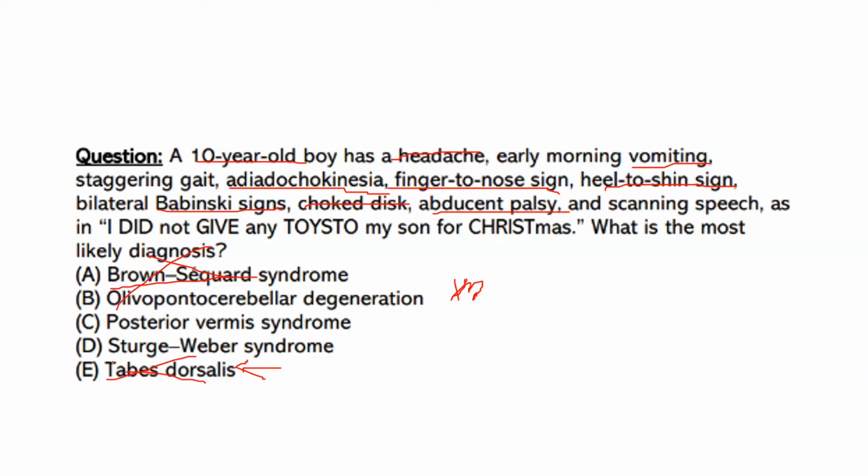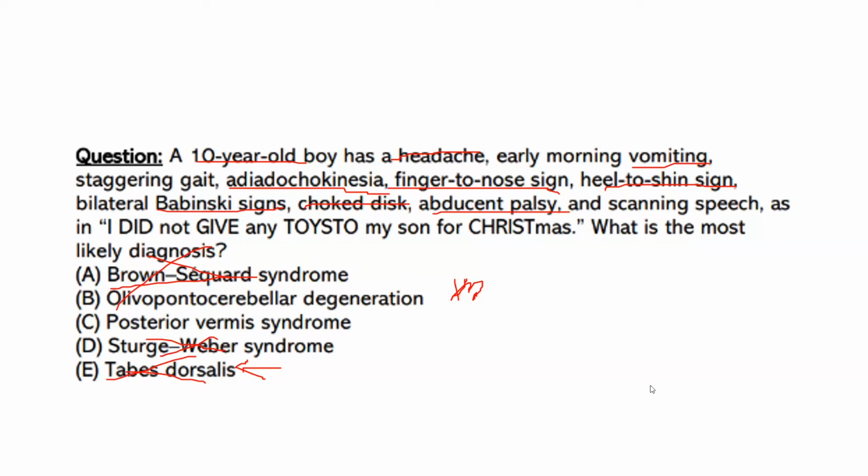Sturge-Weber syndrome is neurocutaneous, so you'd expect it to affect the skin, and it should have an AV malformation in the telencephalon, which we don't see here. That leaves B and C. Olivopontocerebellar degeneration is an autosomal inherited syndrome with gait ataxia, dysarthria, intention tremors and Parkinsonian signs. We're not really seeing any Parkinsonian signs here, and so that's why the answer is C.